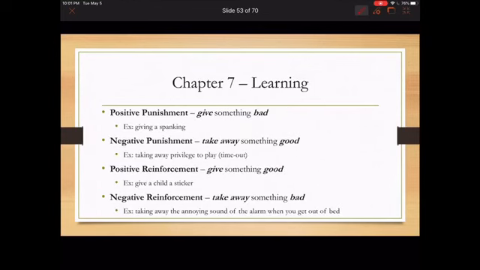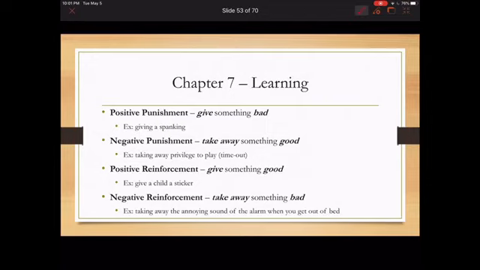So positive punishment, you're going to give something bad, like giving a spanking, so that the child does not do the behavior again. Negative punishment, you take away something good, like you take away a kid's privilege to play. That's a timeout, right? That's a punishment because we don't want the behavior to happen again, and we're taking something away in order to teach that lesson.